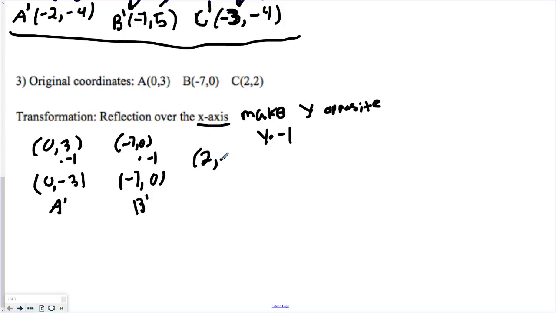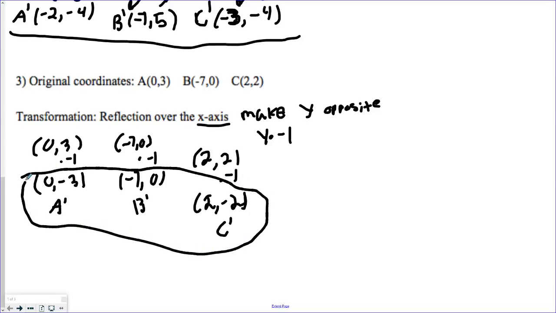C, we have 2, -2. Whoops, sorry. A little bit ahead of myself there. We have 2, 2 to start with, and then we multiply by -1, and then we get 2, -2, and that's where we get C prime. So these are my new coordinates. So again, reflecting over the x means make y the opposite value, not x. So a little bit counterintuitive there.